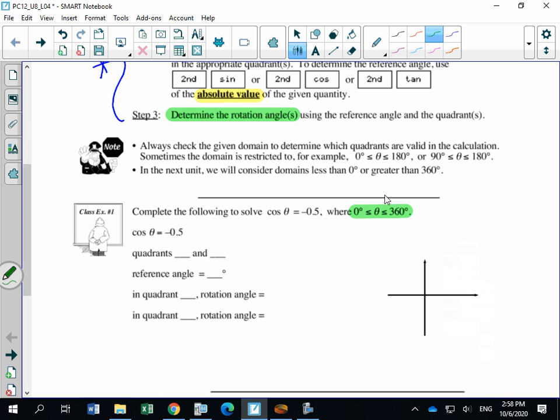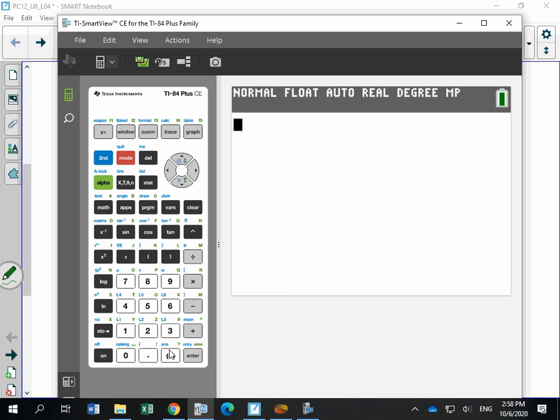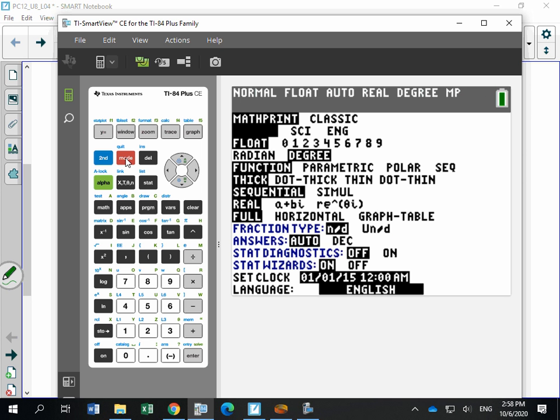Class example number 1. Complete the following to solve for the cos of theta when the ratio is negative 0.5, and then it gives us the domain. The first thing I want you to note is because this is in degrees, your calculator must be in degree mode. So just go over to your calculator, make sure that degree is selected. If you're in the wrong mode, you'd get the entire question wrong.